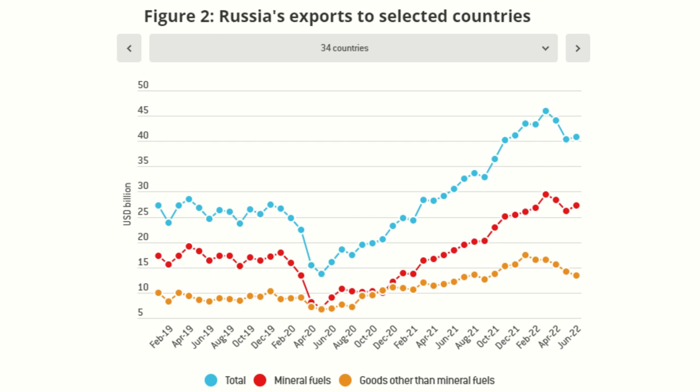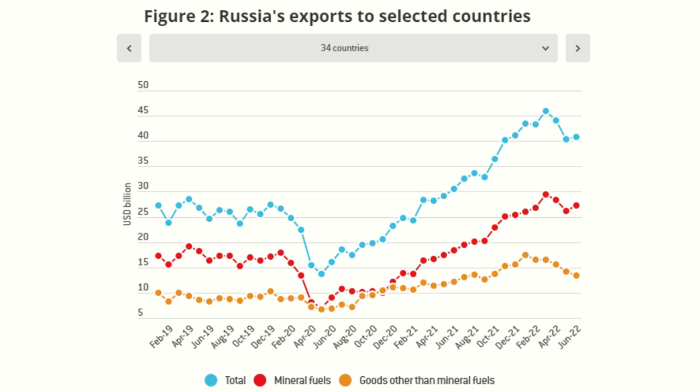Now, if we look at the total amount of exports first, you can see that in March 2022, Russia exported $46 billion worth of goods. However, by May, we saw a reduction of $6 billion to $40 billion. And in June, exports stayed at that lower level.